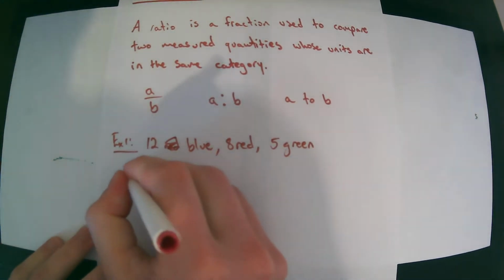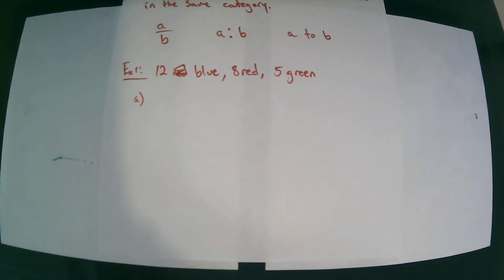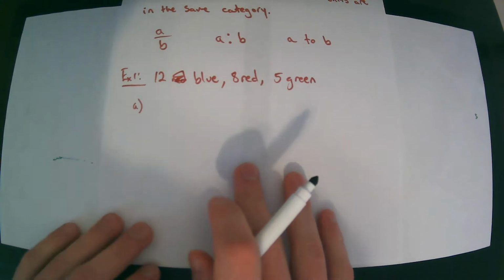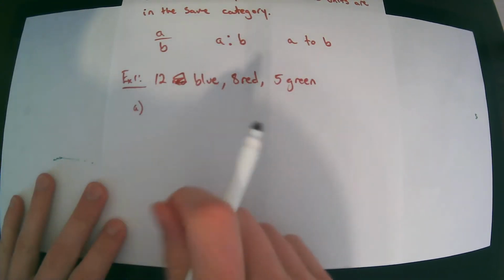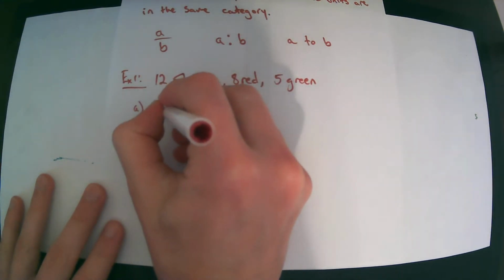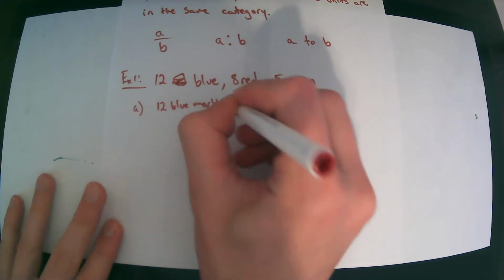Part A is telling us to, well, all of the parts really are telling us to write some ratio of some color to some other number. And we want all the ratios to be simplified, and we want to write the answer in three different ways. So the first one is write the ratio of blue to red marbles. So initially, I'm going to write it as a fraction, and then I'm going to simplify it. Once I have the simplified fraction, I will write it in the other formats.